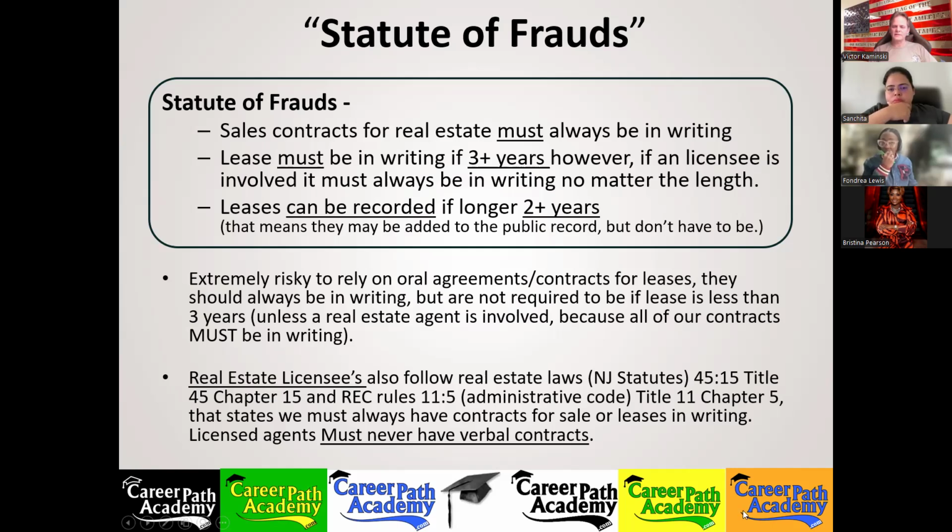Okay. Because we can agree that it's extremely risky to rely on verbal contracts for agreements for the leases. How do you prove what was actually gone over, what the agreed upon terms were, and everything after the fact? It's always wise to get it in writing, even when you're not using a real estate agent. And we follow licensing law, the administrative code. These things tell us that we always have to have our contracts that we prepare in writing.